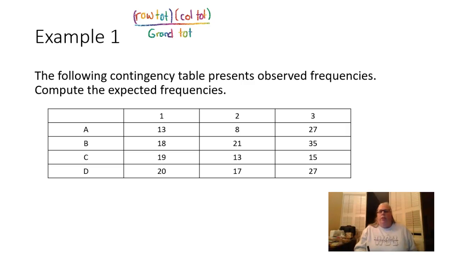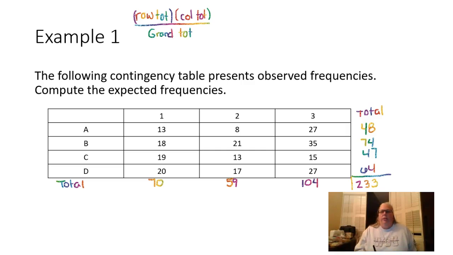All right. So let's have a total column out here and a total row down here. And we'll add up each of the rows across. So 13 plus 8 plus 27 and get our total. And then 18 plus 21 plus 35 and get our total. And then down here we'll add 13 plus 18 plus 19 plus 20 and get our total. And you can see I've filled in the totals over here on the side.